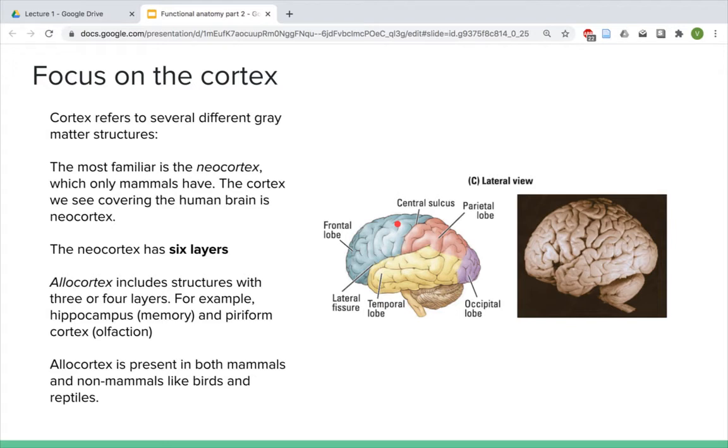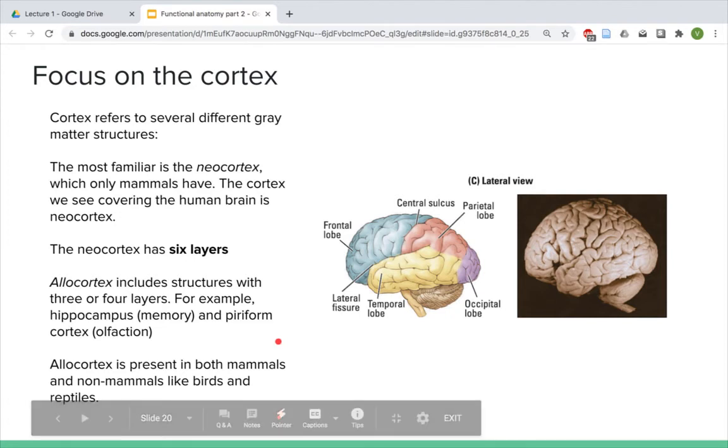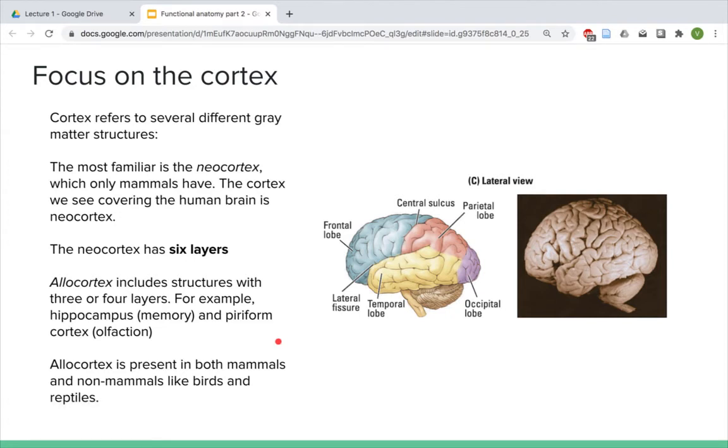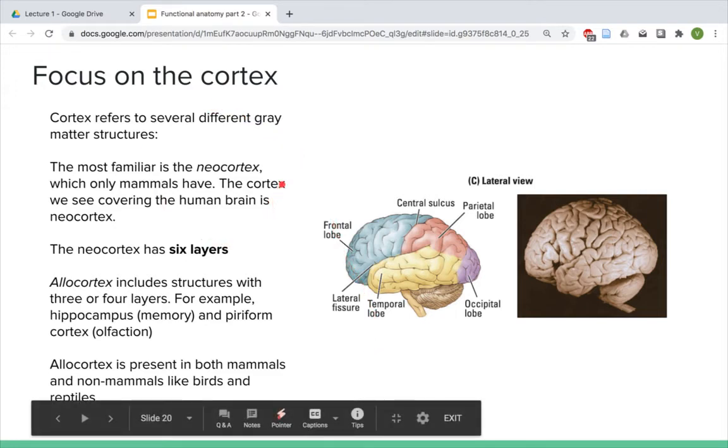It means that it is 6-layered cortex. There are other forms of cortex. For example, allocortex describes cortex that has either 3 or 4 layers, structures like the hippocampus or the piriform cortex. And humans have allocortex too, as do non-mammal species like birds and reptiles. It's just, in humans, most of our cortex is the 6-layer neocortex.